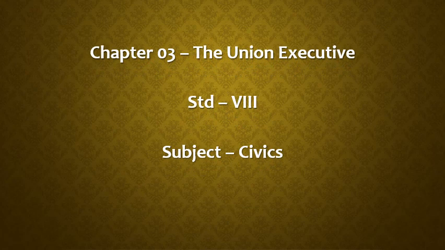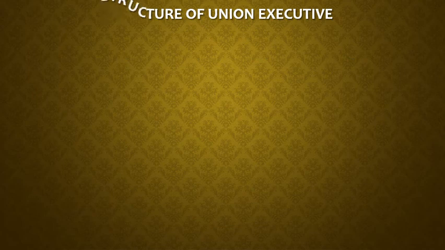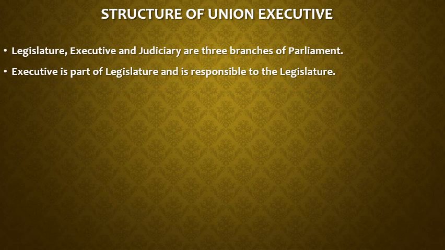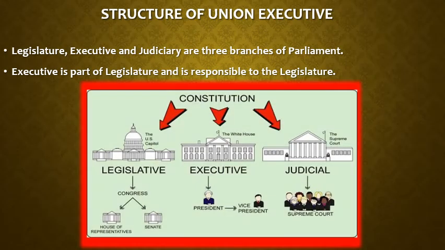To the third chapter, the Union Executive, Standard 8, Subject Civics. In this chapter, we are going to study about Union Executive. The legislature, executive and judiciary are the three organs of the parliament. They work for the welfare of the people. In the parliamentary system, the executive is a part of the legislature and is responsible to the legislature.